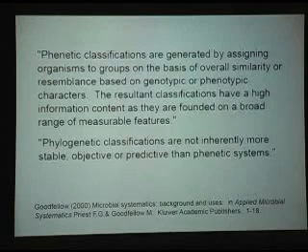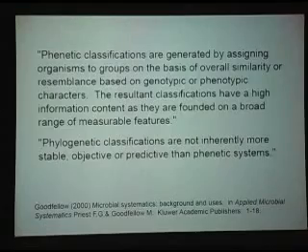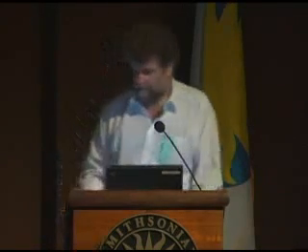So, phenetic classifications are generated by assigning organisms to groups on the basis of overall similarity. When I teach students, I generally put a slide up which I didn't think would go down well over here, which says, phylogenetics is interesting, but phenetics is useful. And basically, the point I was trying to make is that phylogenetic classifications are not inherently more stable, more objective, or more predictive than phenetic systems. And in fact, they are generally less predictive in many circumstances, because in general, you pick the characters that you want to be predictive over.